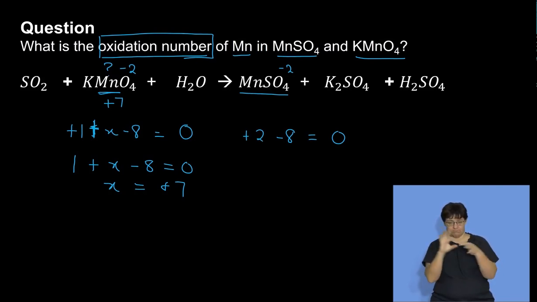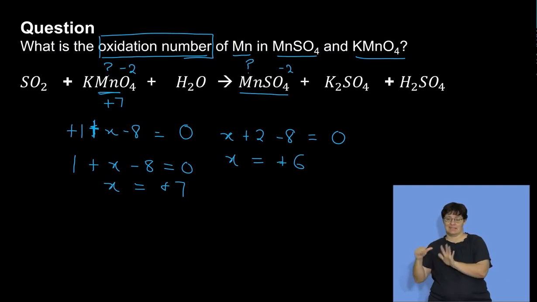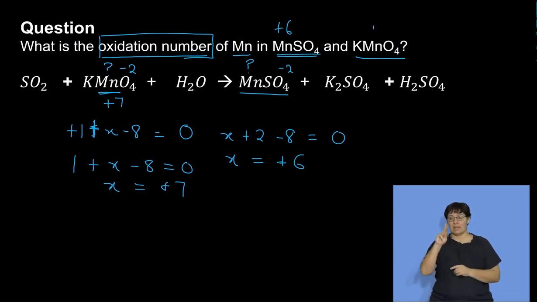Now we are looking for the oxidation number of manganese. Let that be X. There is only 1 atom of manganese in this case, so this gives us -6, which means X is +6 on the other end. So in manganese sulfate, manganese is +6, but in potassium permanganate it is +7.